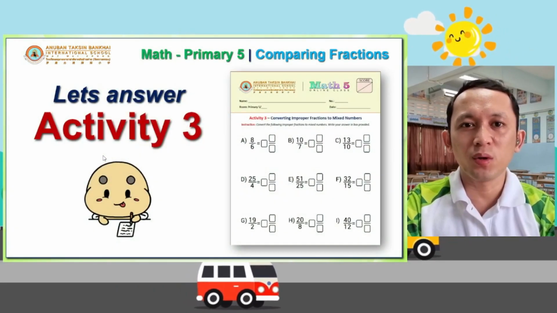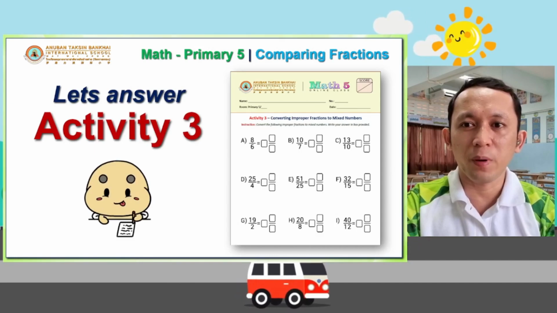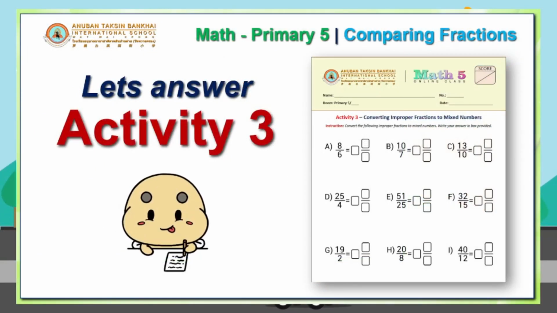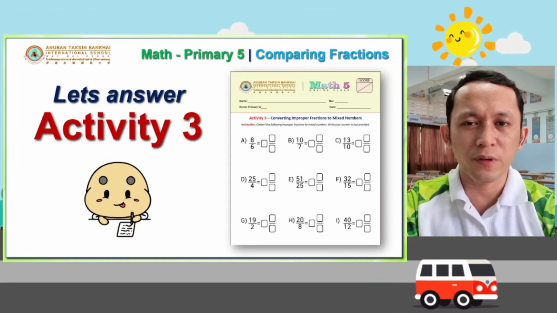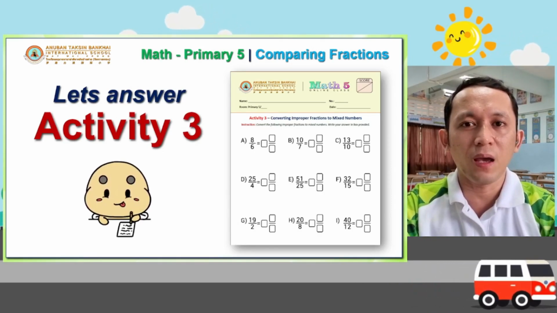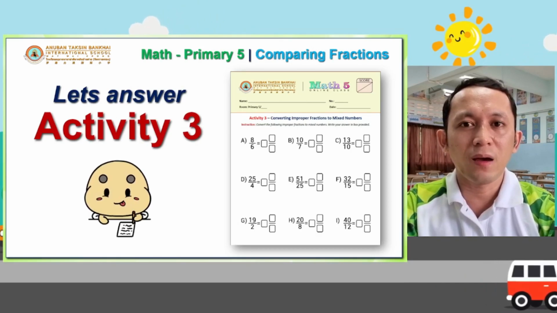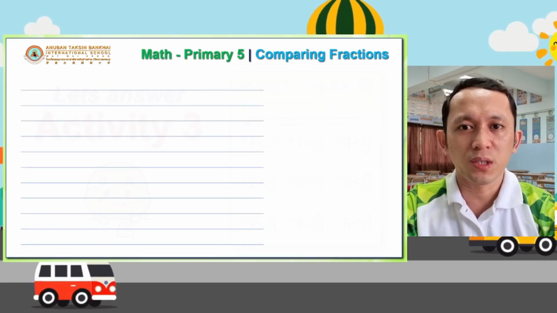So let's have a look at our worksheet number 3. Please get your papers. We have here letters A to I, so this is 9 items. We are going to convert the following improper fractions to mixed numbers. So now let's discuss letter A first, so that you will have a basis on how to answer the rest of the worksheet.